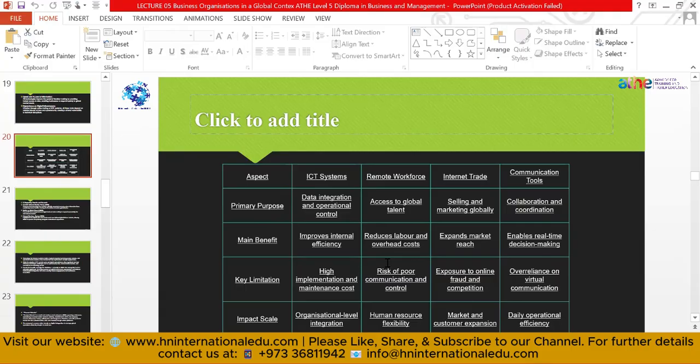Selling and marketing globally, we're using our own ground as well, and we are using the marketing method too. Communication tools: collaboration and coordination, the way things are mingled together among the departments and the different organizations heading towards different countries. Main benefit: improves internal efficiency, that is within the premises of the organization. What is the base of efficiency going on? Reduces the labor and overhead costs, because obviously we are hiring the people from the remote workforce, from different countries.